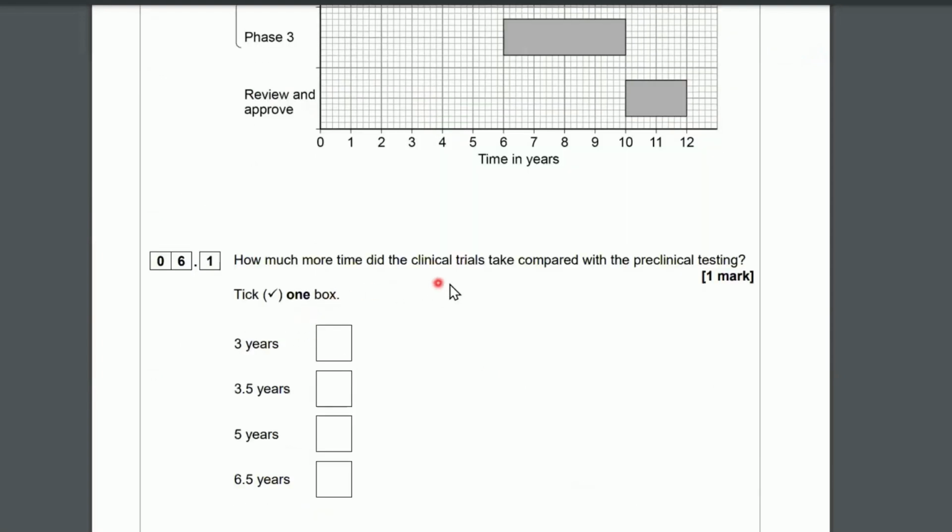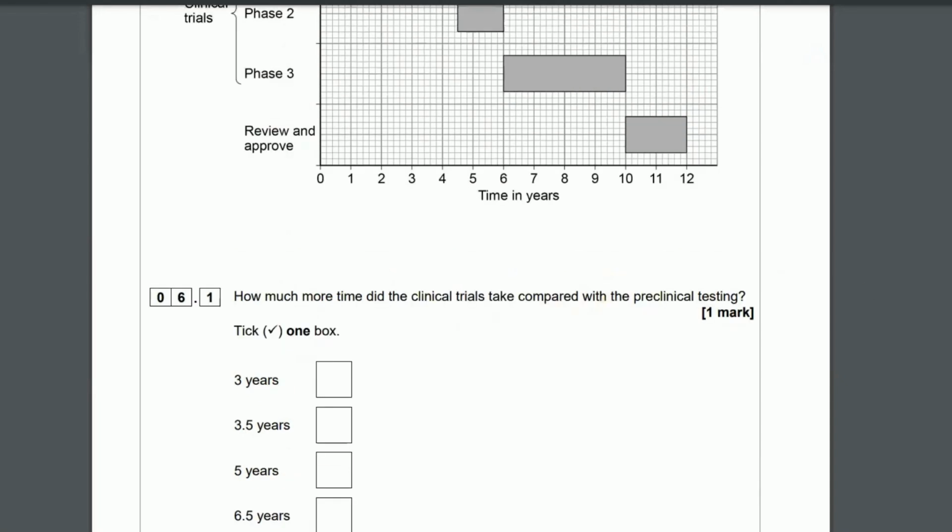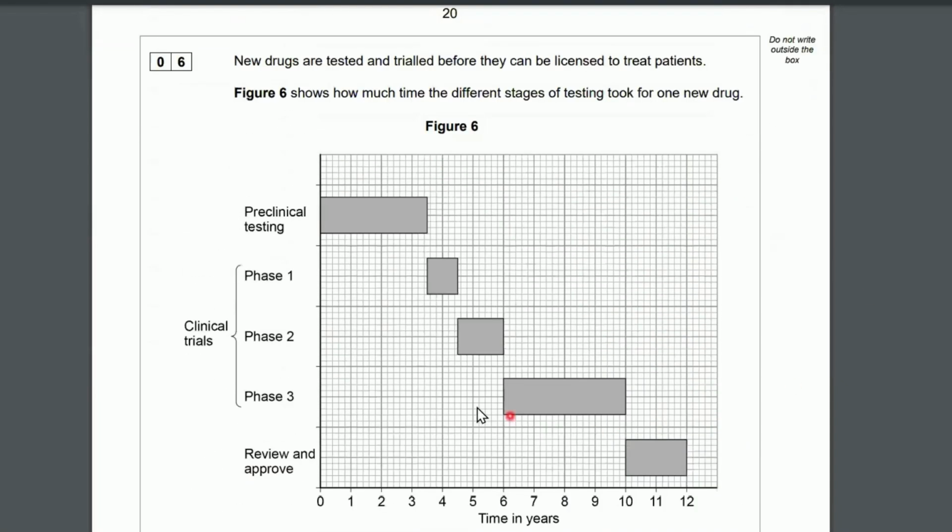So how much more time did clinical trials take compared to preclinical testing? How much more time? Well, it was 6.5 years we worked out for the clinical trials, and the preclinical trials were 1, 2, 3.5. So 3.5 to 6.5. You do the maths, 3.5, and this was 6.5 for the clinical trials. So the difference between them is 3.